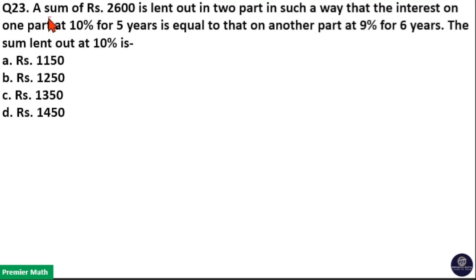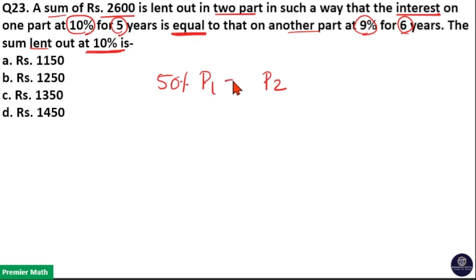for every year. A sum of rupees 2600 is lent out in two parts in such a way that interest on one part at 10% for 5 years is equal to that on another part at 9% for 6 years. Find the sum lent out at 10%. Here, let us consider the sum lent in two parts as P1 and P2. Now, interest for 5 years is equal to interest for 6 years. So, 5 years' interest is 5 into 10%, that is 50%, which is equal to 6 years' interest, that is, 6 into 9%, equal to 54%.